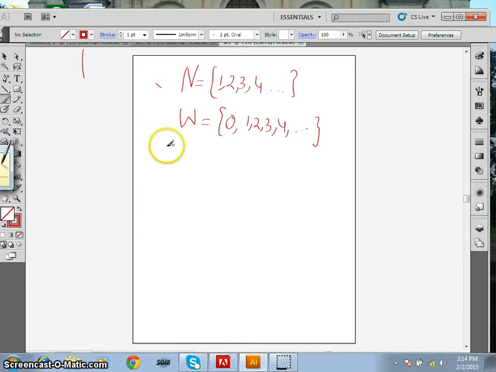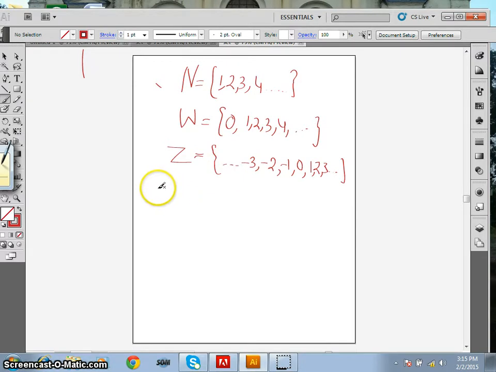Then, the set of integers. We can denote it by Z or by I. In some books, they denote it by I. Integers include negative numbers, 0 and positive numbers. So, all negative numbers, minus 3, minus 2, minus 1, 0, 1, 2, 3 and so on. What is the meaning of these dots? It means there is no end, infinite numbers, positive also and negative also.